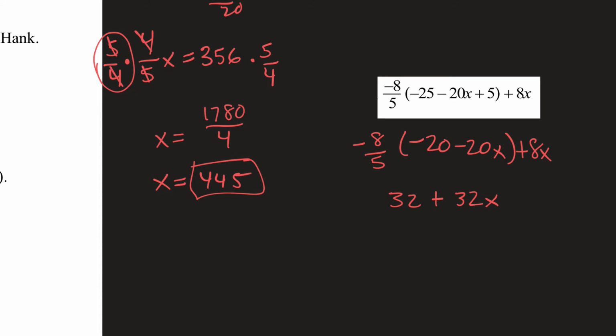I don't need the parentheses now because I multiplied 8/5 times the parentheses, but I still have plus 8x. I'll combine my like terms. 32 plus 8 is 40. Don't forget the x. And then the 32 is the constant that goes at the end. There you go, 40x plus 32. That is the simplified answer.